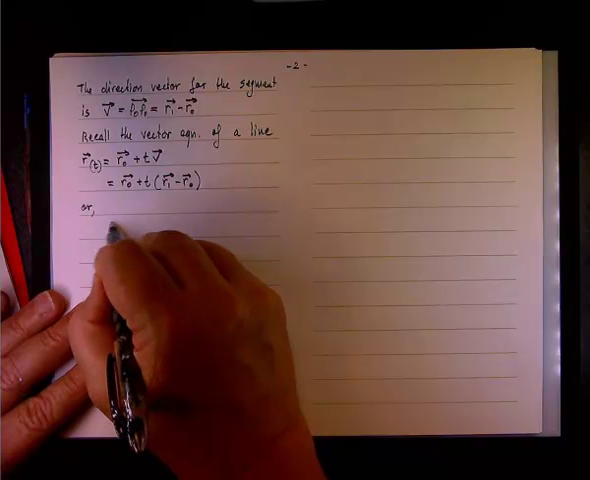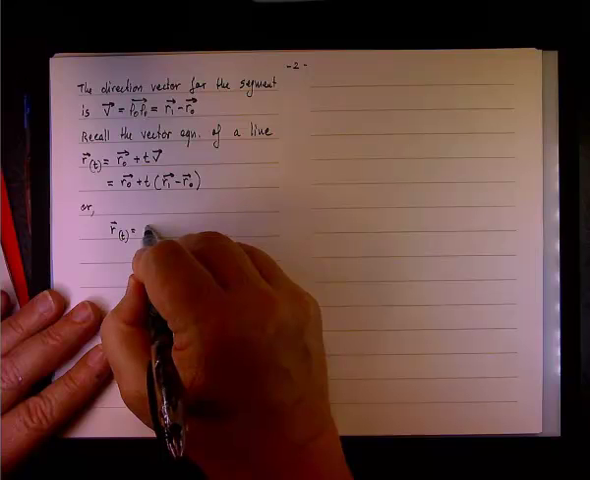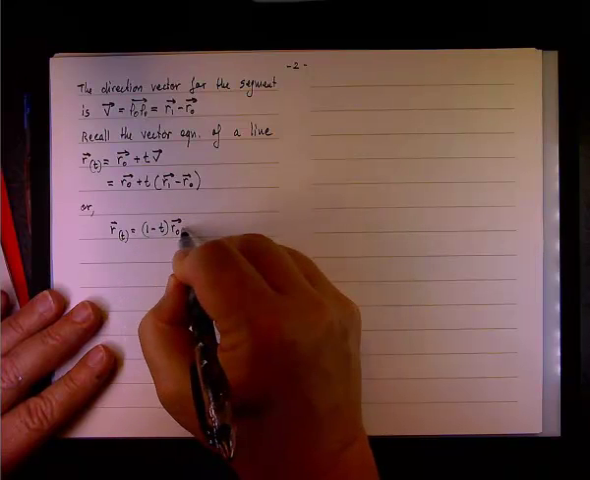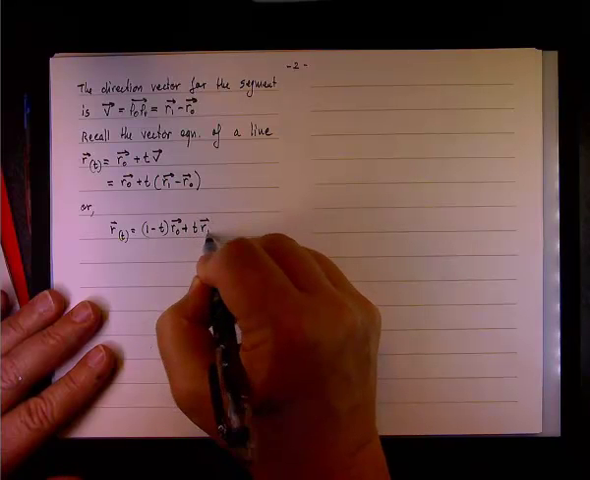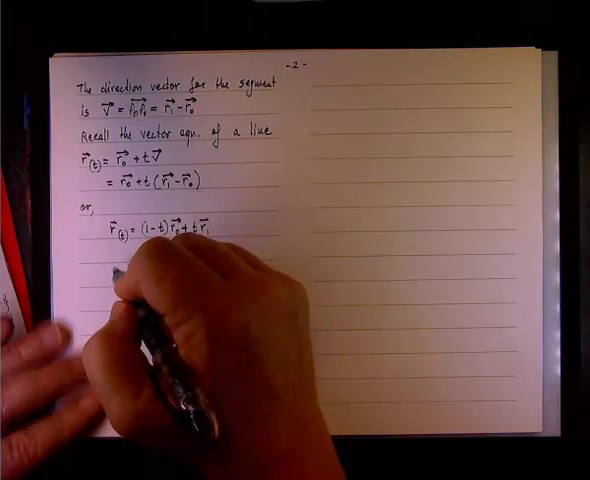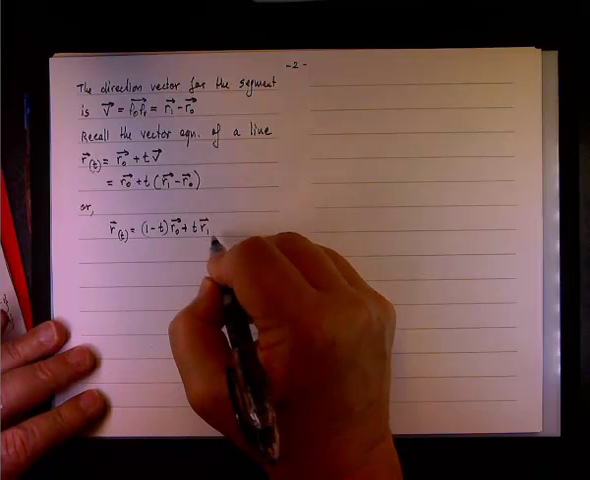And we can factor r sub 0, and the result would be this expression. Let's see, we'll have 1 minus t times r sub 0 plus t times r sub 1.